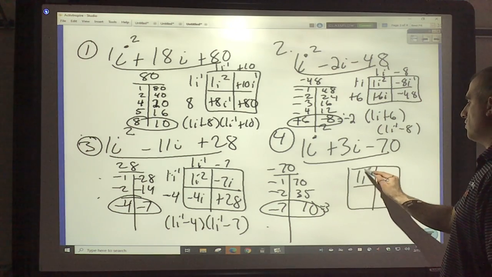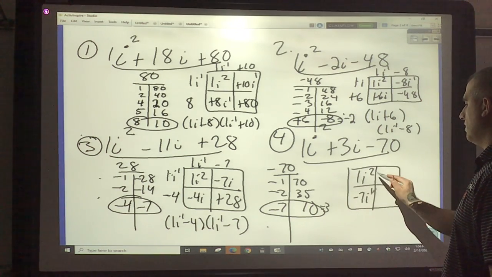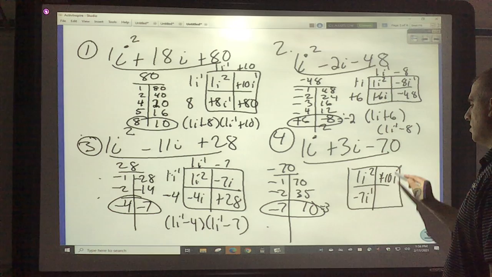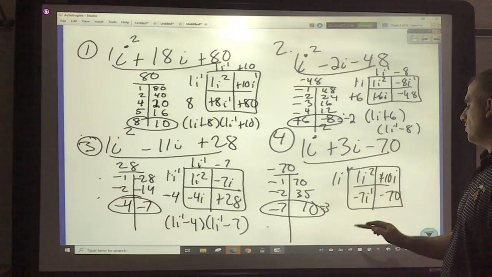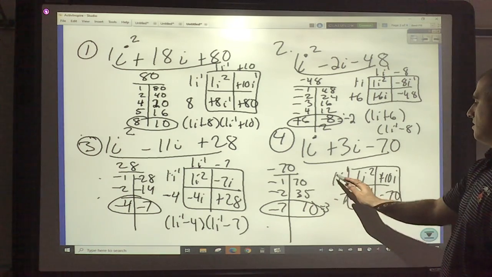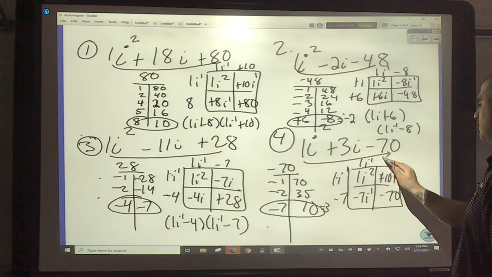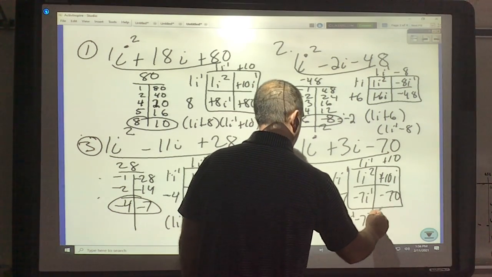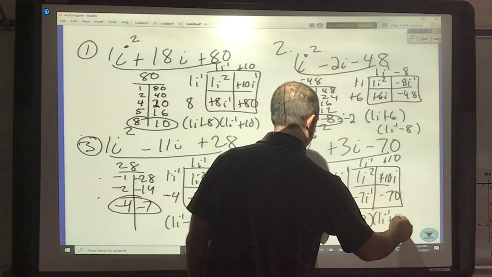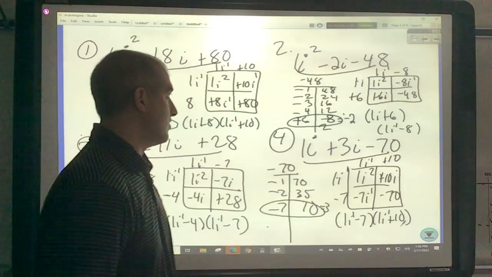Okay, 1I squared minus 7I to the first plus 10I to the first minus 70. This will be 1I to the first. This will end up being negative 7. 1 times 1I to the first, 1 times 10. Okay, 1I to the first minus 7, 1I to the first plus 10. So those are those factors.